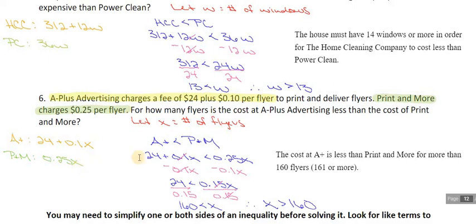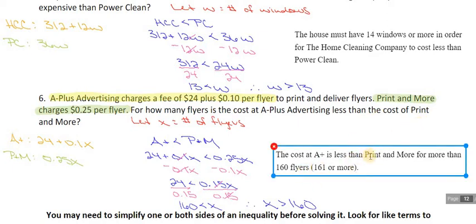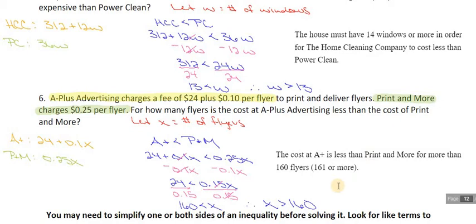So we substitute our expressions in and we go ahead and solve. So we end up with 160 is less than x, therefore x is greater than 160. So the cost of A Plus is less than Print and More for more than 160 flyers, which would be 161 or more flyers.